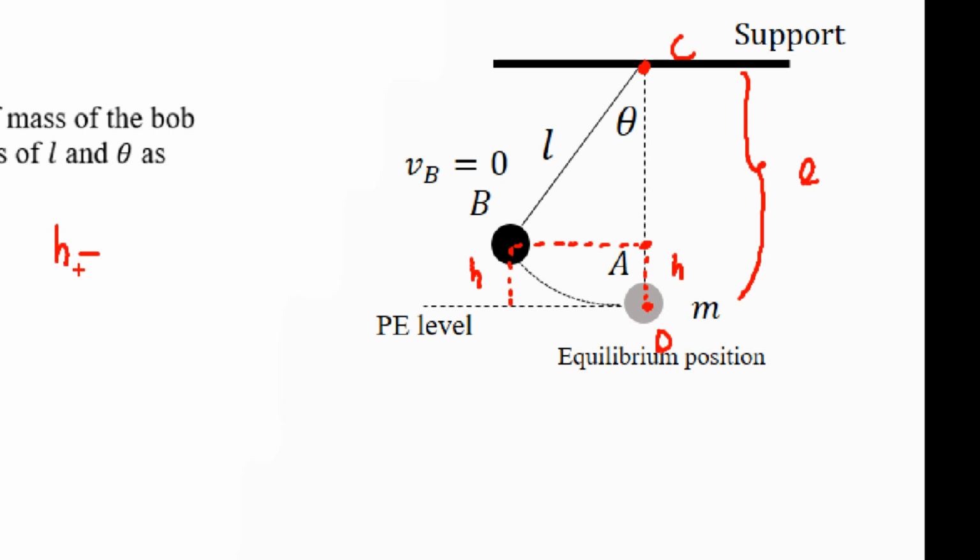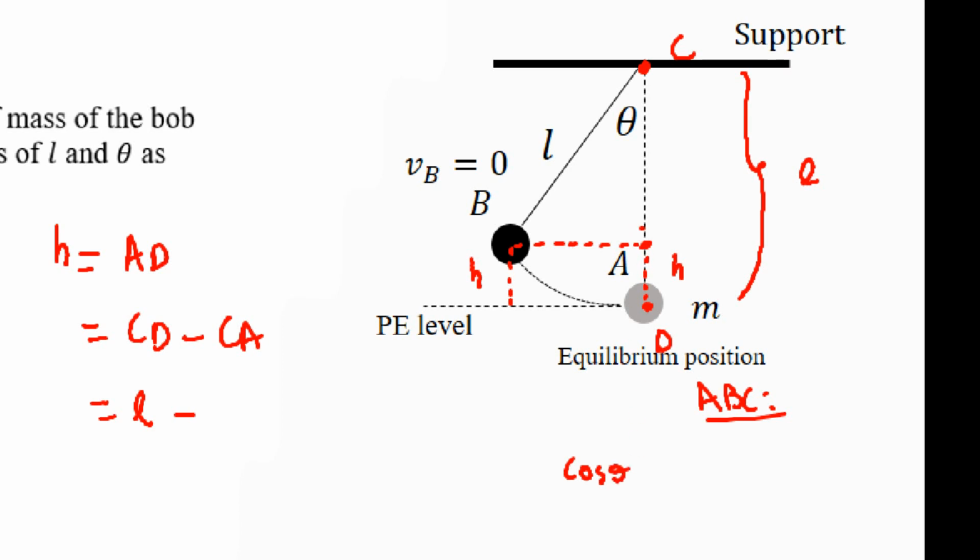Basically h, which is the height from the center of mass of the bob to the PE level, can be written as AD, which is the distance from the point A to the point D, which is basically the distance CD minus CA. Now CD is given by the length of the string, and what about CA? For the triangle ABC, which is a right triangle, cosine theta is equal to the adjacent, which is CA, divided by the hypotenuse, which is L, which means that CA would be given by L multiplied by cosine theta. Then we can factor out L, giving L times 1 minus cosine theta.